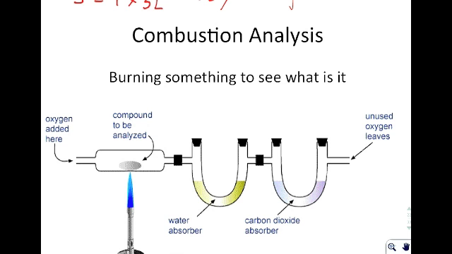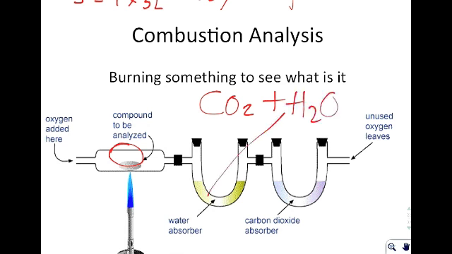So this is burning something to see what it is. Basically what you do is you take a substance, usually a hydrocarbon, something that's primarily composed of carbon, hydrogen, and oxygen, and you burn it. Whenever you burn it, it produces carbon dioxide and water, and that carbon dioxide and water can be captured. Water is captured here, carbon dioxide is captured here. You can actually figure out the mass and therefore the number of molecules of each and go back and figure out what the original compound was.